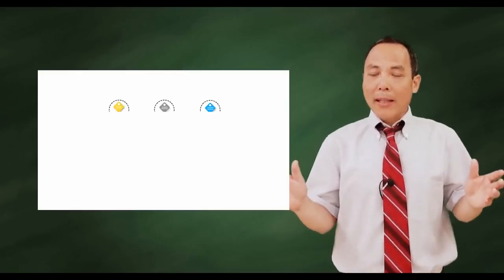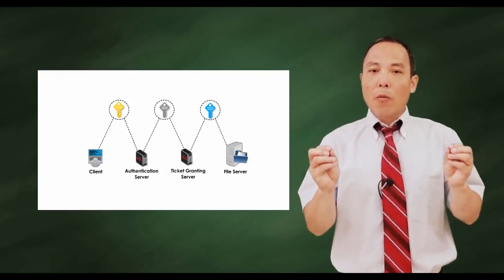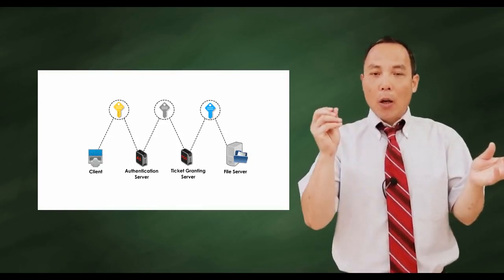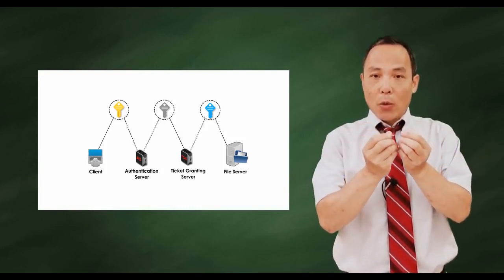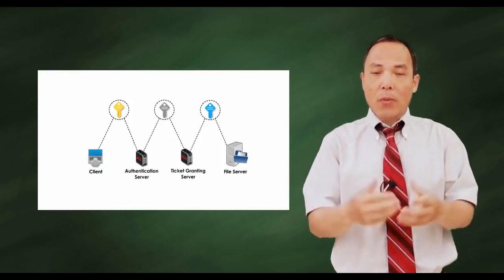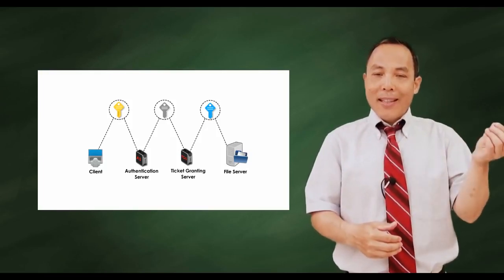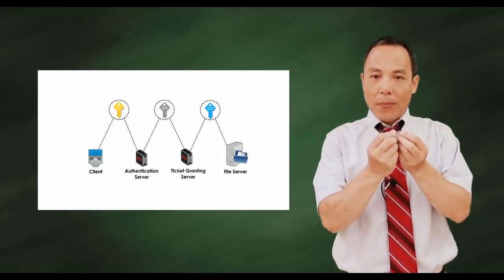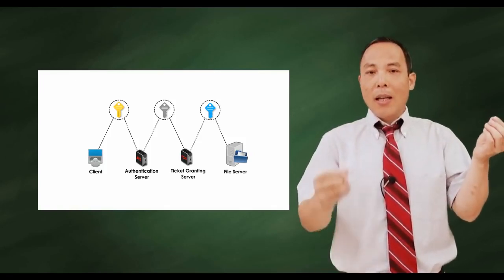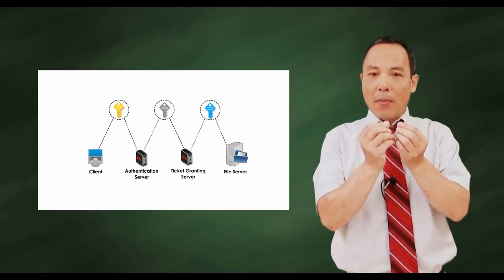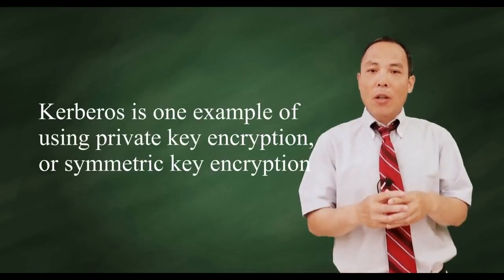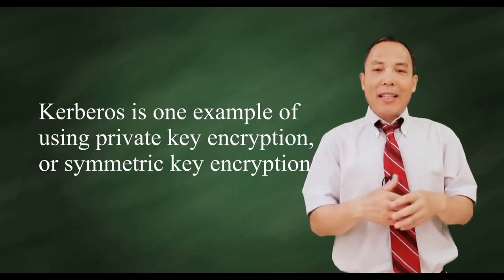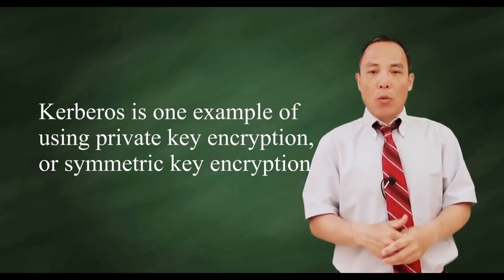Now you can see all communications between the different parties involve a secret key. For example, the client and authentication server share a secret key, which is his password. The authentication server and ticket granting server share a secret key. And the ticket granting server and file server share the same secret key. Therefore, Kerberos is one example of using private key encryption or symmetric key encryption.